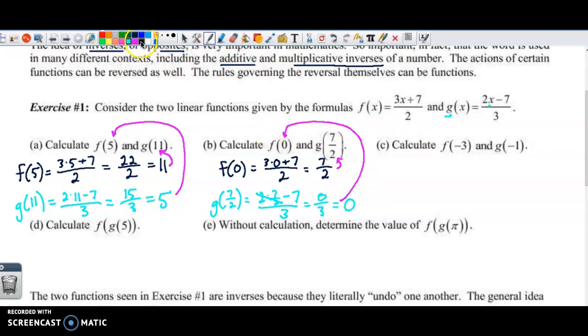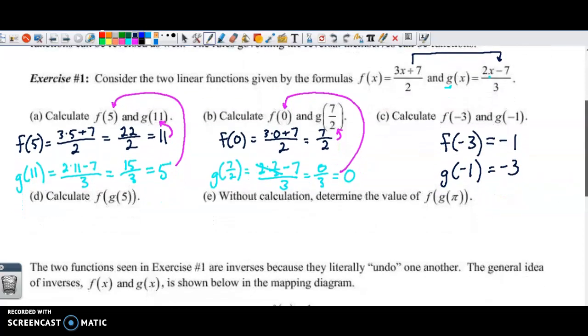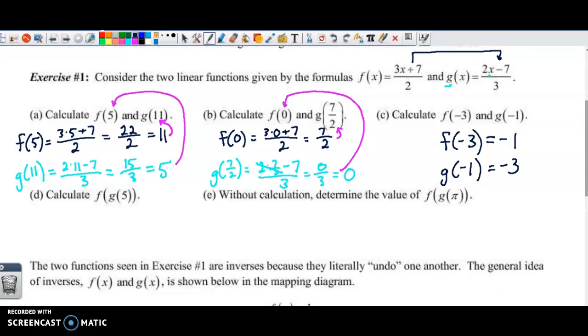Okay, so maybe you're making a conjecture, and maybe your conjecture is that if these really are inverses and they really undo each other, like the 7s, they're undone. Instead of multiplying by 3 and dividing by 2, we're multiplying by 2 and dividing by 3. So double check that f of -3 will equal -1, and then g of -1 will equal -3. And again, you can use a calculator if you're trying to do some shortcuts. And then this next one, I really want you to work this one out.